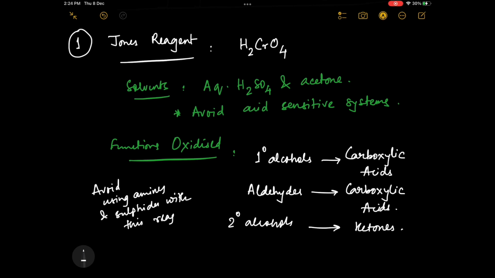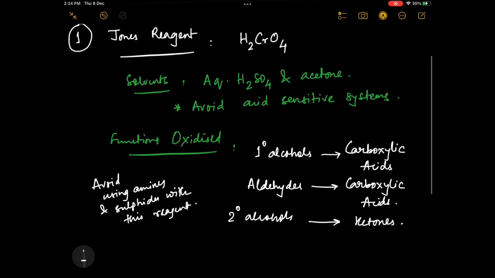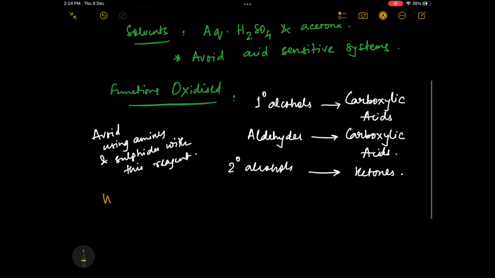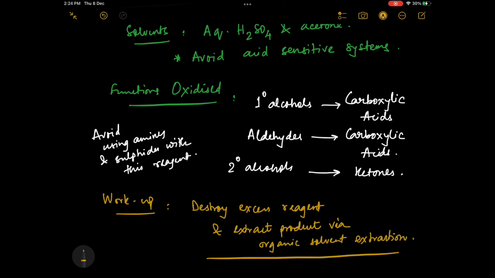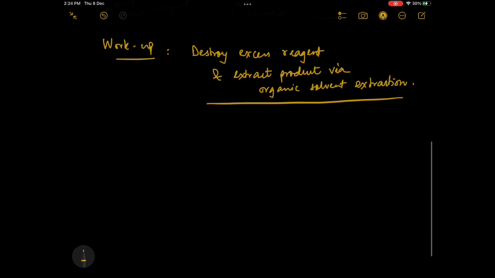Amines and sulfides or such functionalities should be avoided with this reagent, because generally they can cause reactions which can produce cyanides or nitriles, and sulfides can produce hydrogen sulfide, so it can be poisonous. And in the workup, excess reagents should be destroyed, and the products can be extracted via the organic solvent extraction method. Okay, so let's go to the second reagent that we have here.